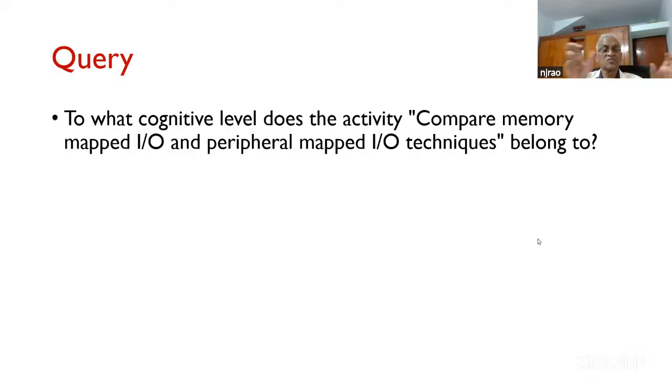Comparing: there are two things, and in comparing, you have certain elements or properties of them, and along those properties, you see in what way one differs from the other. That is the activity you do, and that kind of activity belongs to understand. Compare is a sub-process of understand.